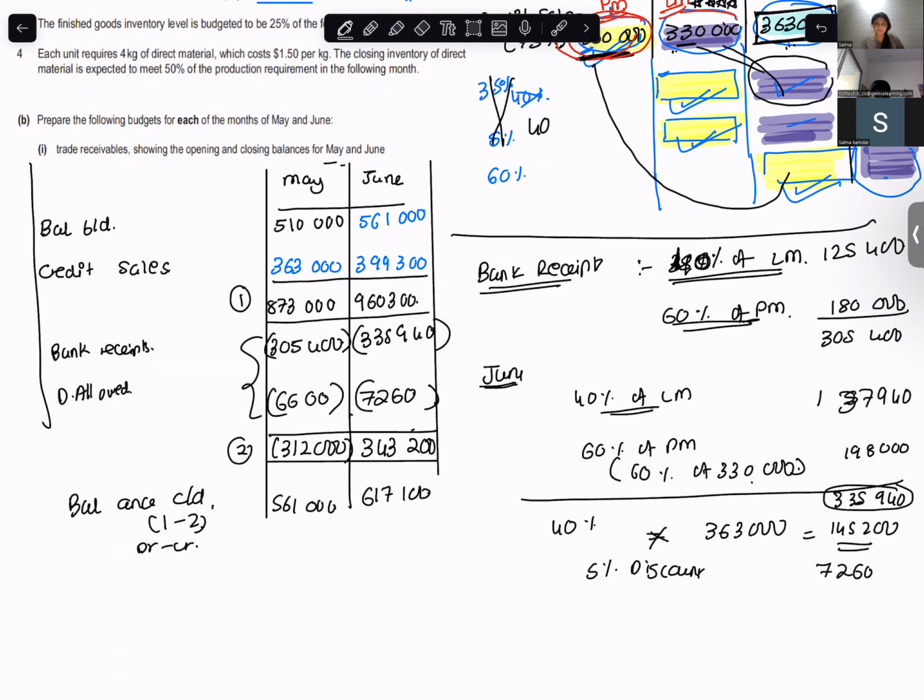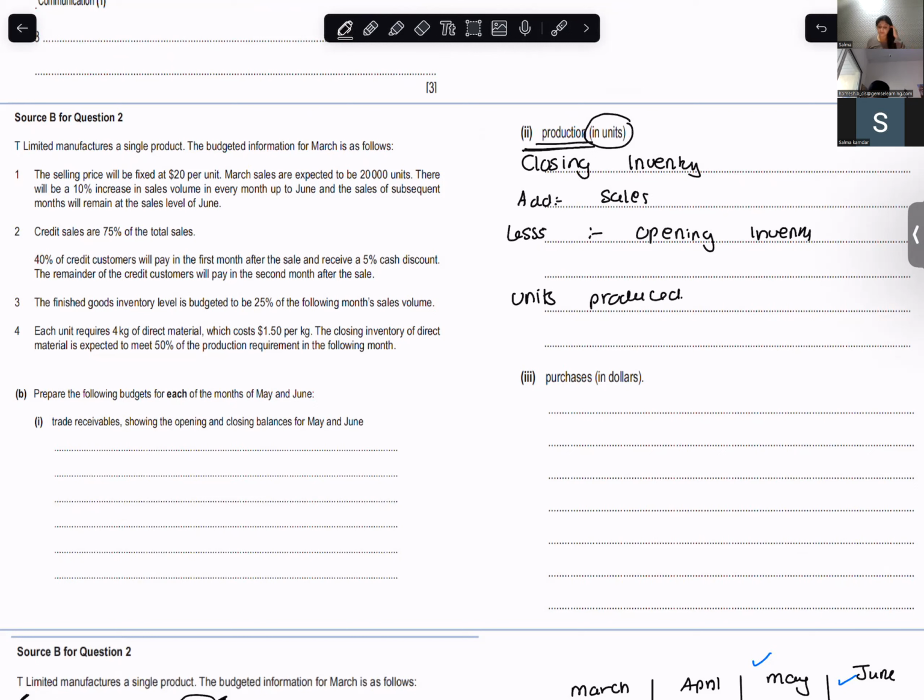Closing inventory, add the units you sold, less opening inventory would give you your units produced. Yes, miss, I remember now. So the format of your production budget is closing inventory plus sales minus opening inventory. You will get units produced.